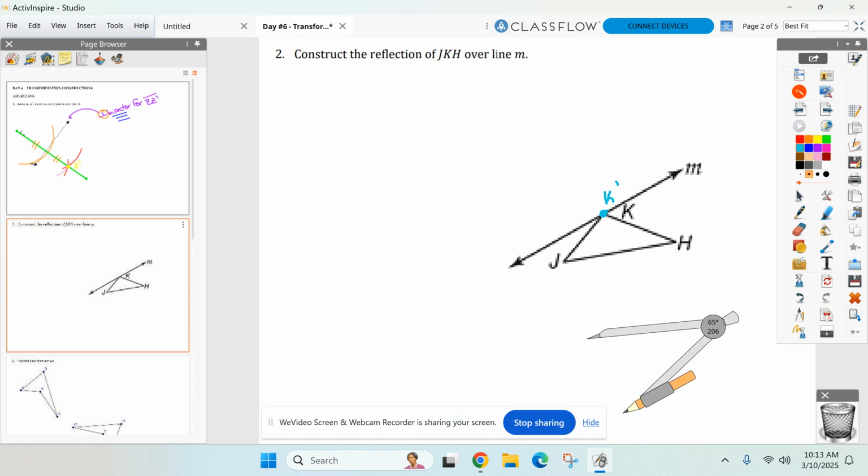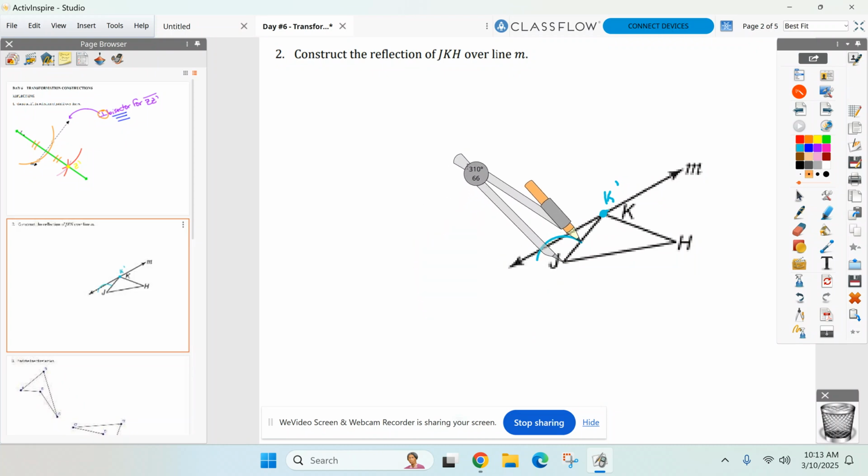I'll do one of the points with you, and then I'll let you do the last point on your own. Anybody have a preference? We're going to do J. All right, I'll reflect J with you, and then you do H on your own. So I need a perpendicular line going through M and J. Compass on J. That'll do it, yeah. Doesn't have to be anything huge as long as it goes through 2 spots.